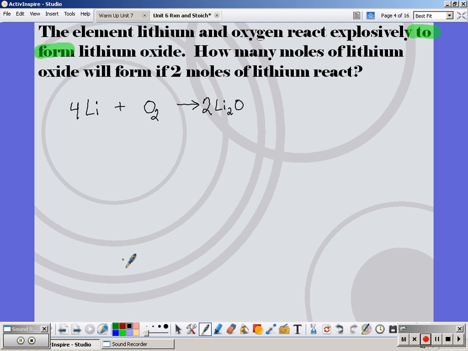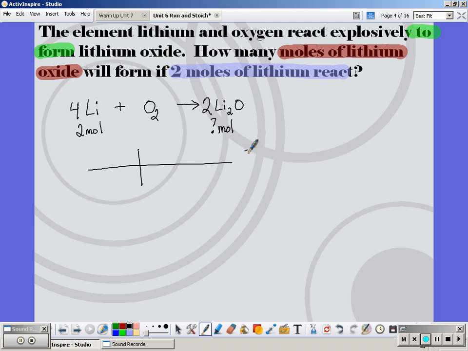Then I read the question again to get the math. How many moles will form if 2 moles of lithium react? So my given is 2 moles, and I'm looking for how many moles of lithium oxide will form. So looking at my reaction, underneath lithium, I'm going to write 2 moles, and underneath lithium oxide, I'm going to put a question mark, moles. So then we draw our table, and we start with our given, 2 moles of lithium.